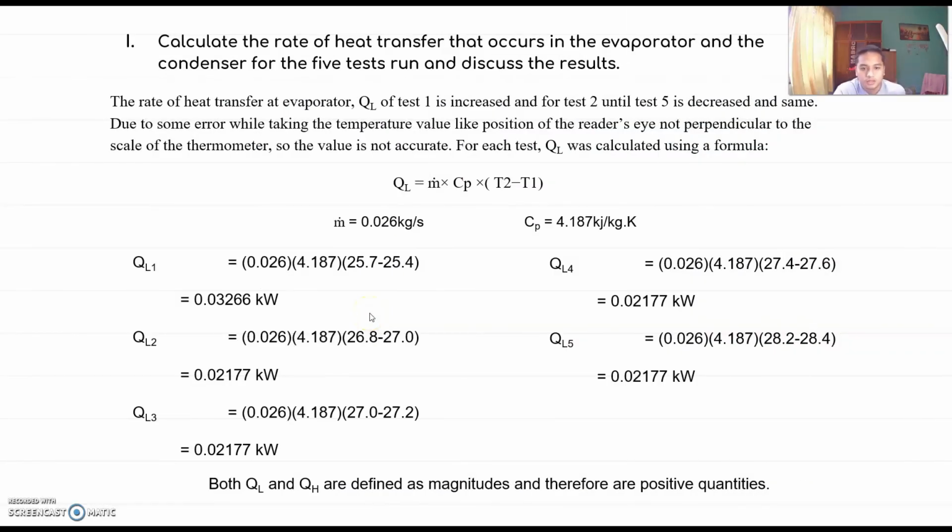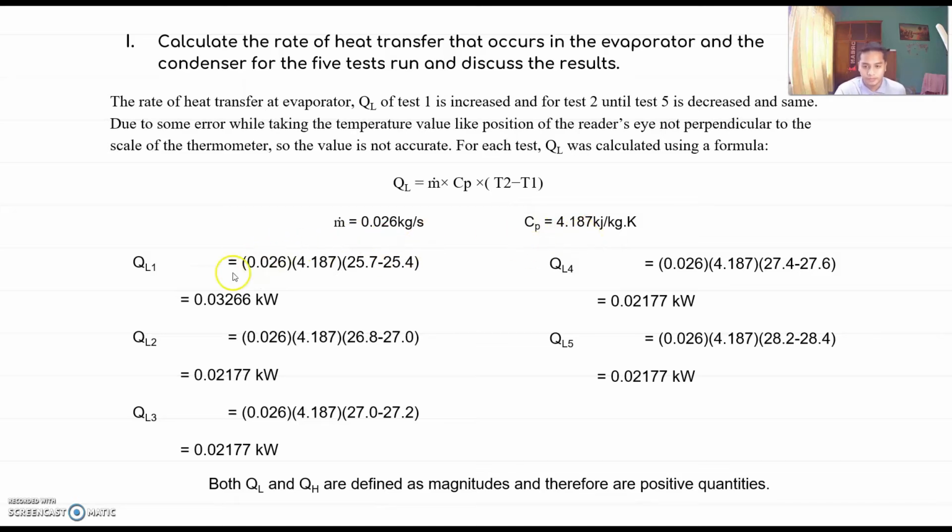Okay, now let's turn to our first question of discussion. Calculate the rate of heat transfer that occurs in evaporator and condenser for the past test run and discuss the result. For this result, we use the formula QL equals mass flow rate multiplied by Cp multiplied by T2 minus T1. For the mass flow rate, we use 0.026 kg per s and Cp 4.187 kJ per kg.